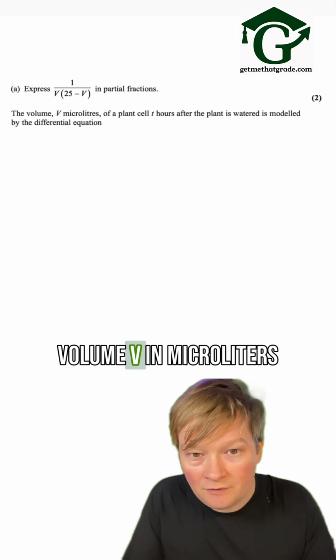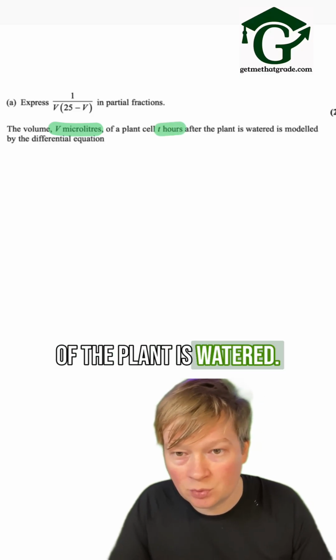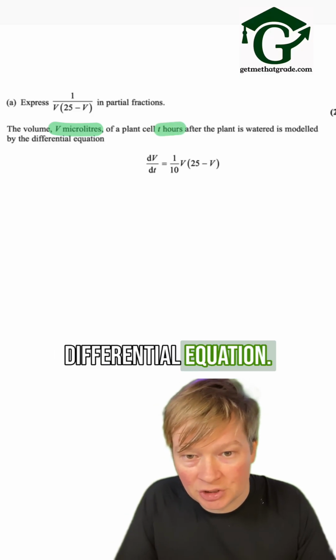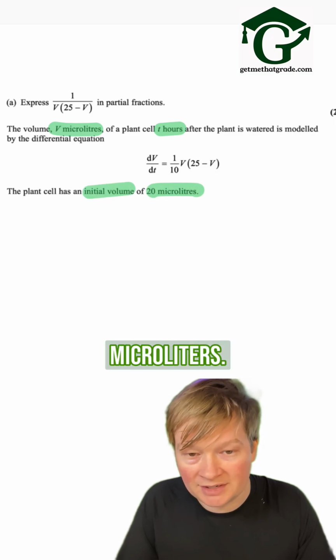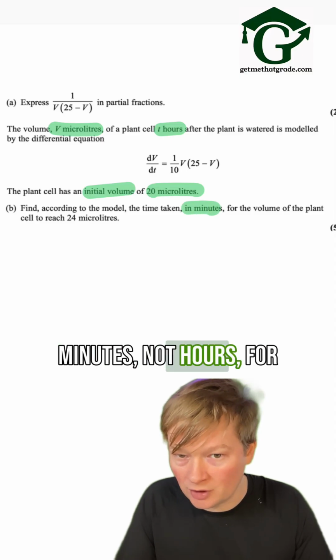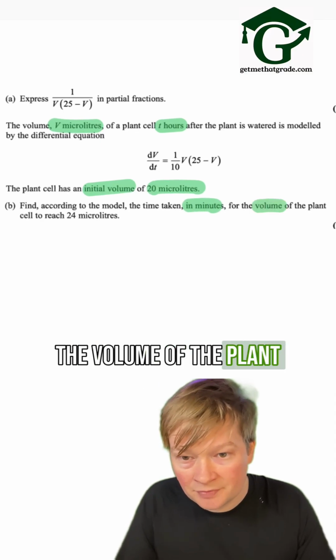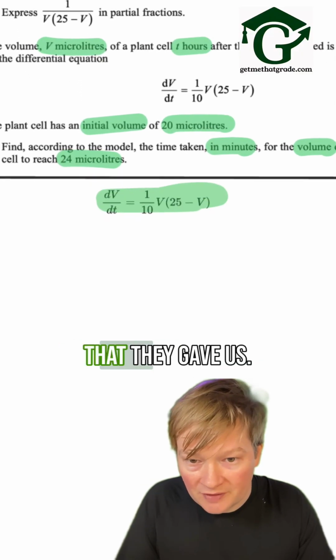It says the volume V in microliters of a plant cell T hours after the plant is watered is modelled by this differential equation. The plant cell has an initial volume of 20 microliters. Find, according to the model, the time taken in minutes, not hours, for the volume of the plant to reach 24 microliters. So let's start with the differential equation that they gave us.